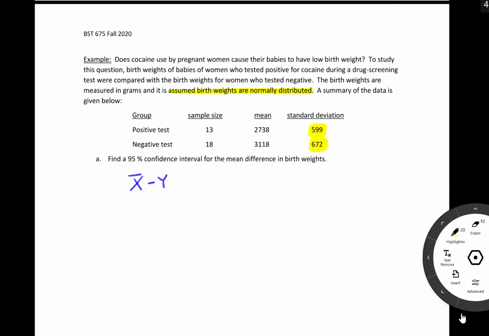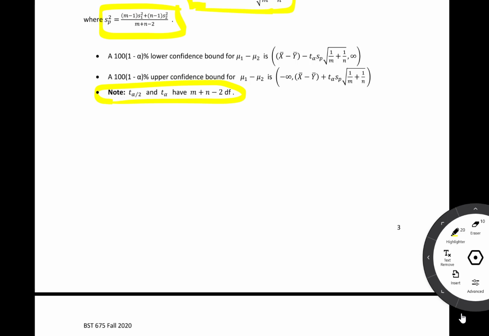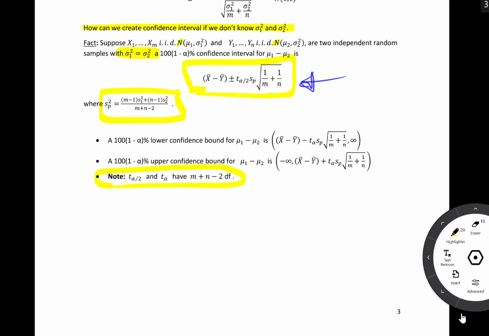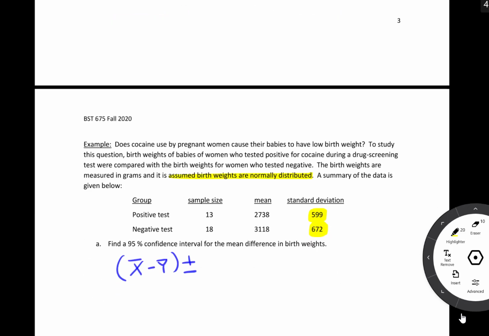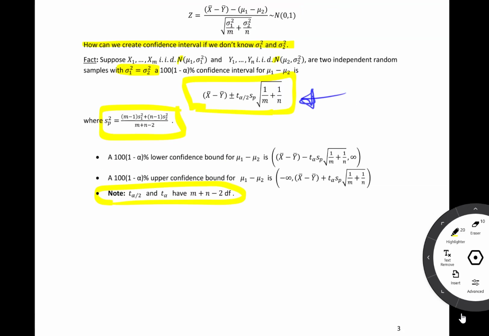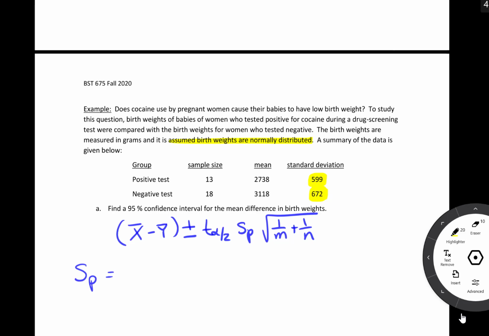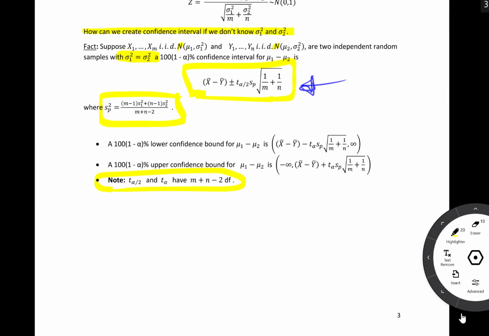We're going to take x bar minus y bar plus or minus, and coming up here, notice this is going to come from this formula right here. So I'm going to have t alpha divided by 2, times my pooled standard deviation, times the square root of 1 over m plus 1 over n, where those are our two separate sample sizes. And then we're also going to need to calculate that pooled standard deviation, or our pooled variance.